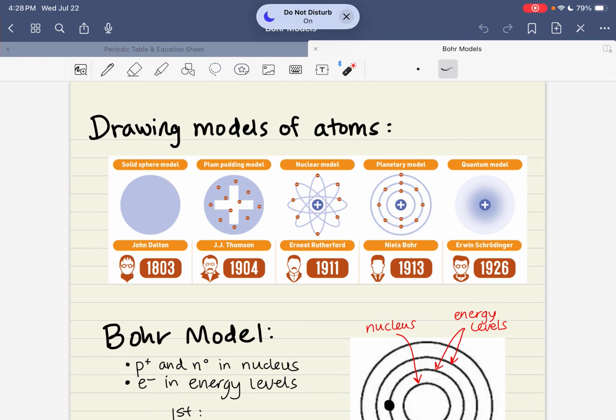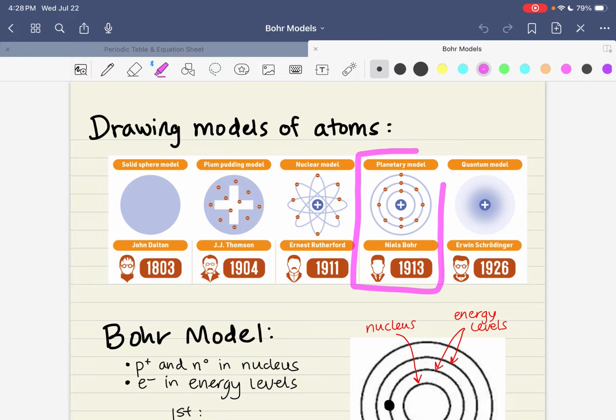There are many different ways of drawing what an atom looks like. What scientists have thought the atom looks like has changed over time as scientific equipment becomes more advanced. We are able to learn more and more about the atom. We're going to focus first on this model of the atom.